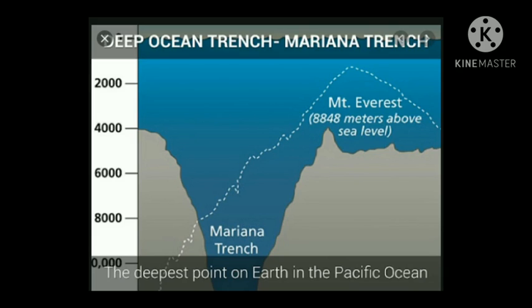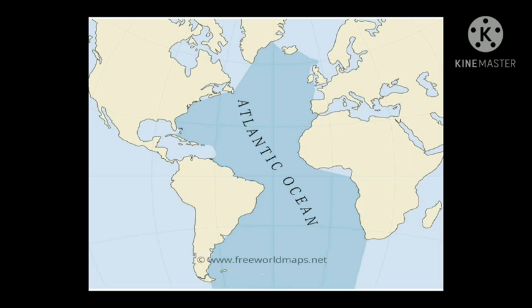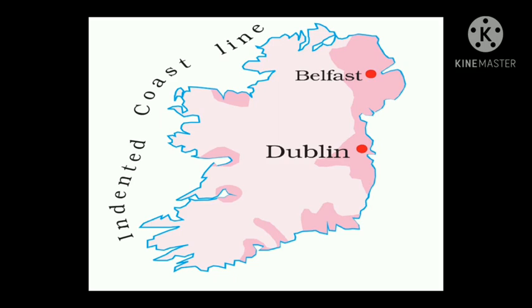And the next one is Atlantic Ocean. Atlantic Ocean is the second largest ocean in the world. And it is S shaped. And it is the busiest ocean in the world. But why? It is because the coastline of Atlantic Ocean is highly indented.